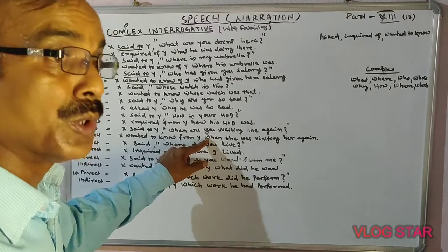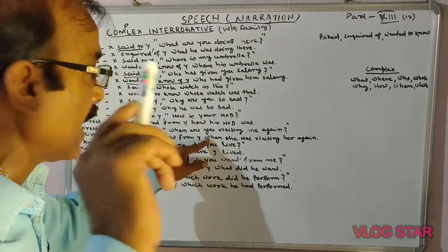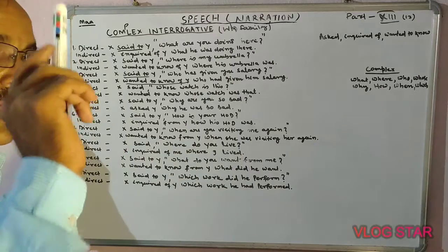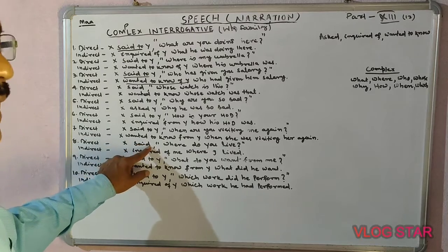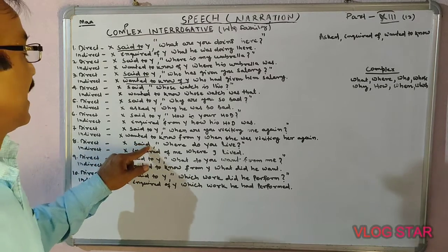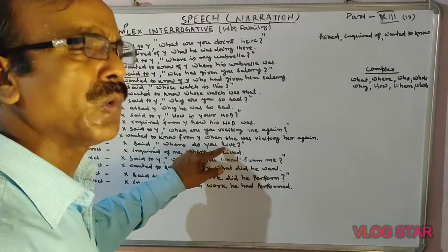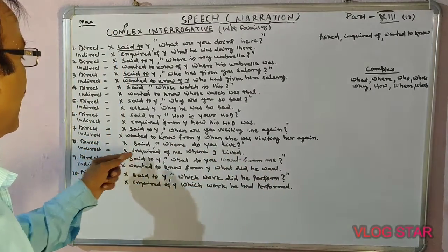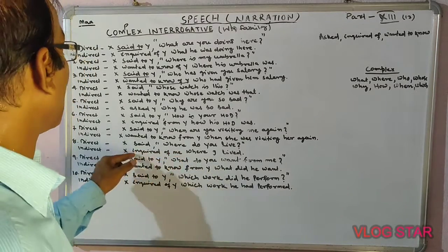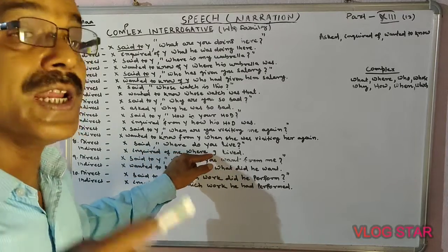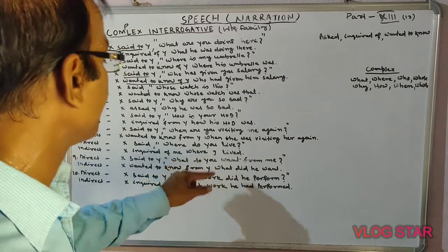But you only have to keep in mind the formula given in the assertive sentence. You recall the assertive sentence. Next, direct speech: X said, where do you live? In indirect speech, X inquired of me where I lived.